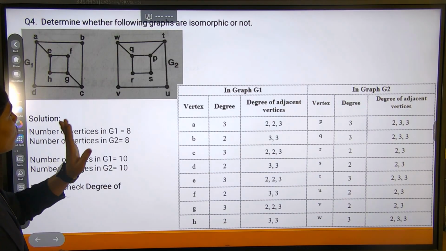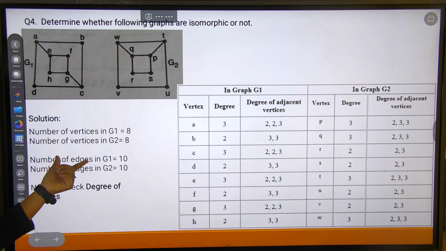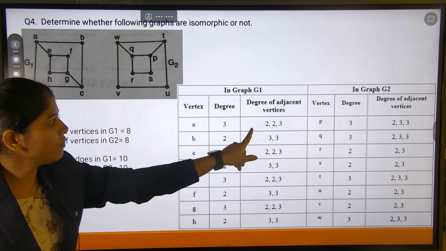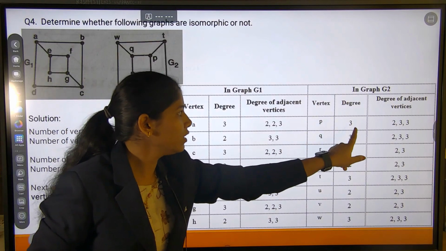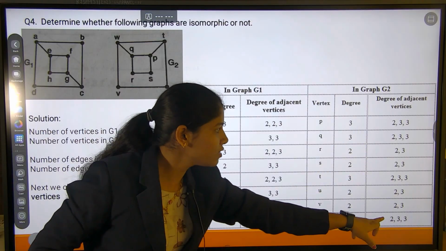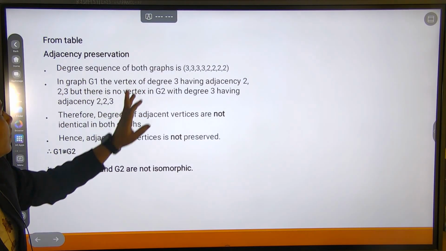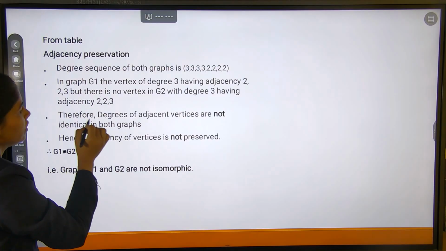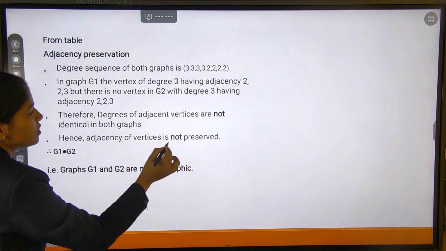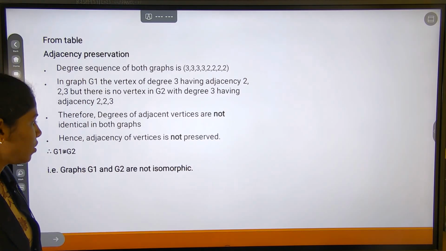Here is a full solution of this question. Number of vertices and number of edges are the same, degree sequence is the same. Degree 3 having adjacency 2 2 in one graph, here degree 3 having 2 3 3. There does not exist a degree 3 having adjacency 2 2 3, that is why degree of adjacent vertices are not identical in both graphs. Therefore adjacency of vertices is not preserved. Then G1 and G2 both graphs are not isomorphic.